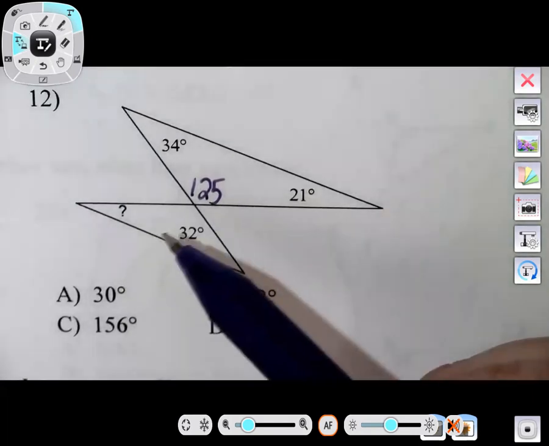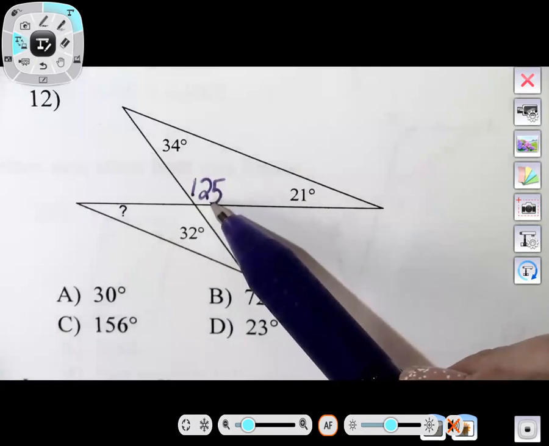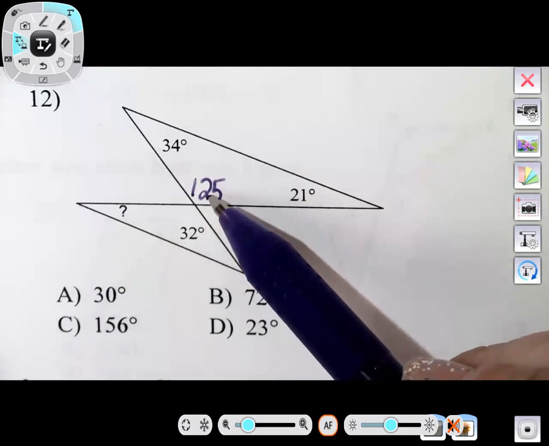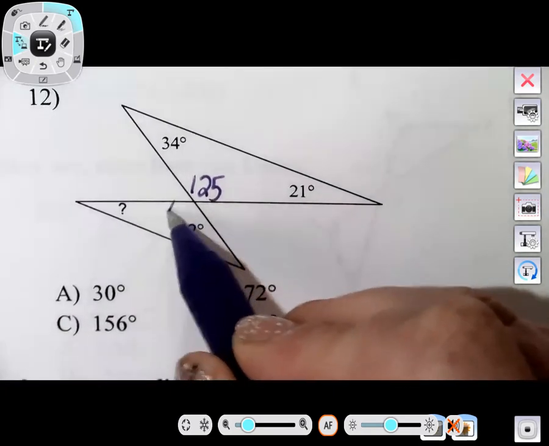Okay, so we figured out that that angle's got to be 125. And then remember, we use vertical angles like our best friends. If we get this, then we know that this one right here is 125.